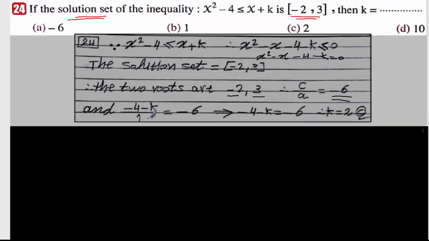Also, we have c over a equals negative 4 minus k over 1, which equals negative 6. It means negative 4 minus k equals negative 6, and from that you can deduce that k equals 2. How do you get it? We have negative 4 plus 6 equals positive k. Negative 4 plus 6 is 2, and 2 equals k. So the solution is letter C.